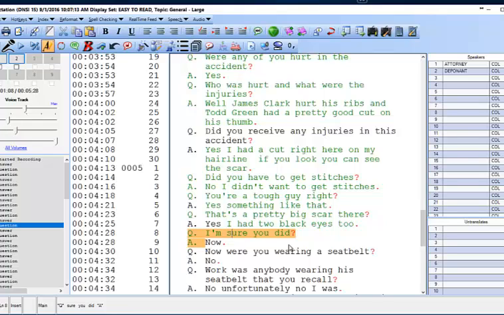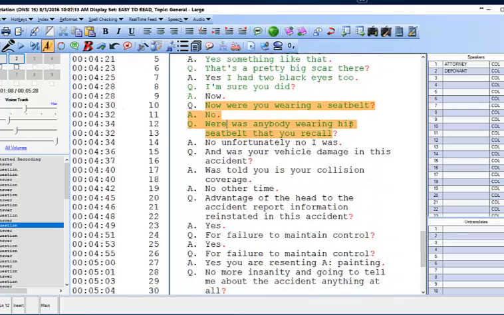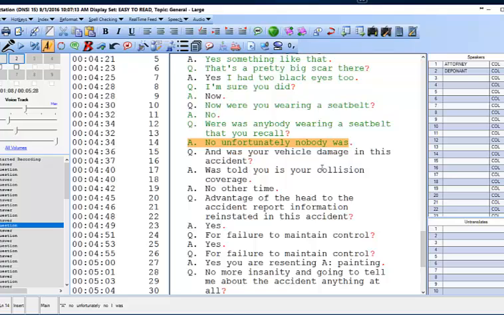Now, were you wearing a seatbelt? Echo: No. Hugo: Was anybody wearing a seatbelt that you recall? Echo: Unfortunately, nobody was.